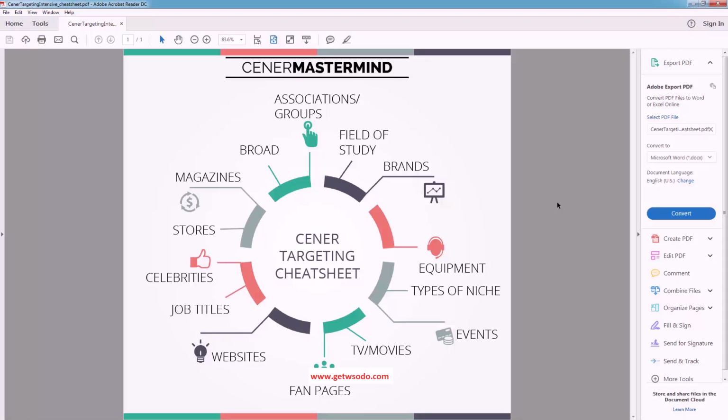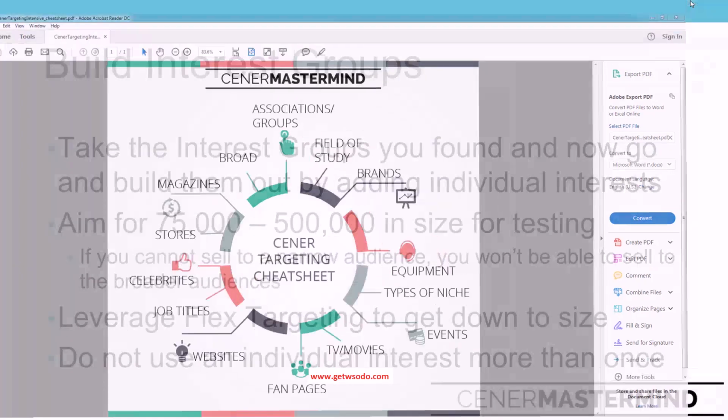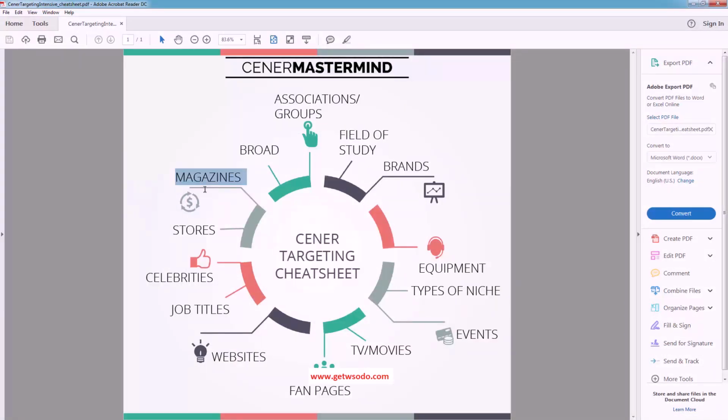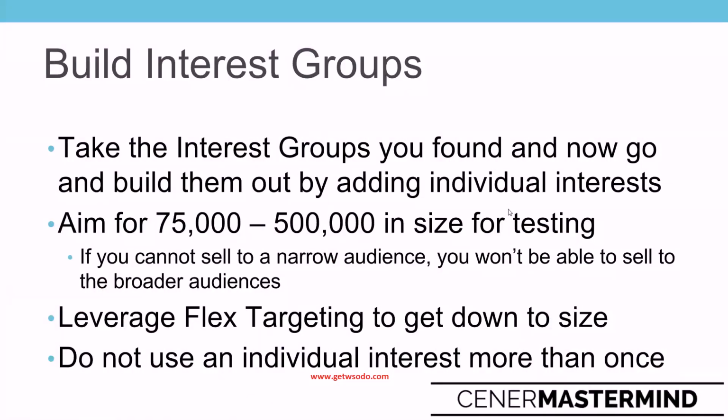The correct answer is it doesn't matter. You can place it anywhere that you think is going to be the most relevant. The only way you screw it up is if you use it more than once. Okay, so if you use Sports Illustrated and you put it in the magazine's interest group, that means you cannot put it in any other interest group. Okay, make sure that you remember that. Once you use an interest, you're never going to use it again in any other interest group.